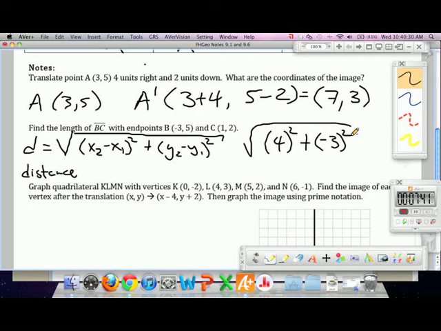Same thing here. If you did the other order, you get positive 3. And negative 3 squared is 9. Positive 3 squared is 9. The order is inconsequential. 4 squared is 16. 3 squared is 9. 9 plus 16. We know what 9 plus 16 is up ahead. And what's the square root of 25?